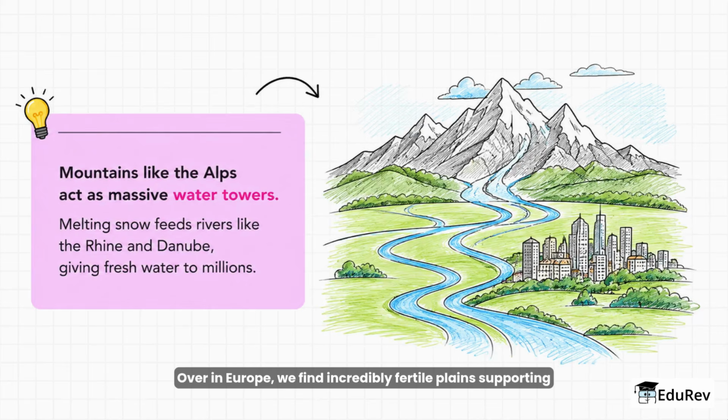Over in Europe, we find incredibly fertile plains supporting major cities alongside the majestic Alps. The big takeaway here is that mountains like the Alps and the Urals act as massive water towers. Their melting snow and glaciers feed major rivers like the Rhine and Danube, giving fresh water to millions.